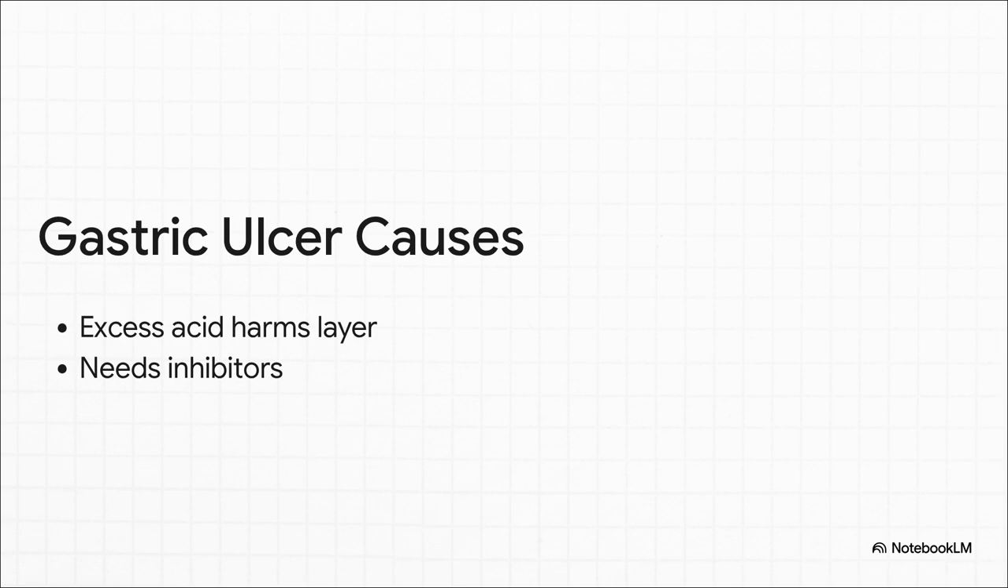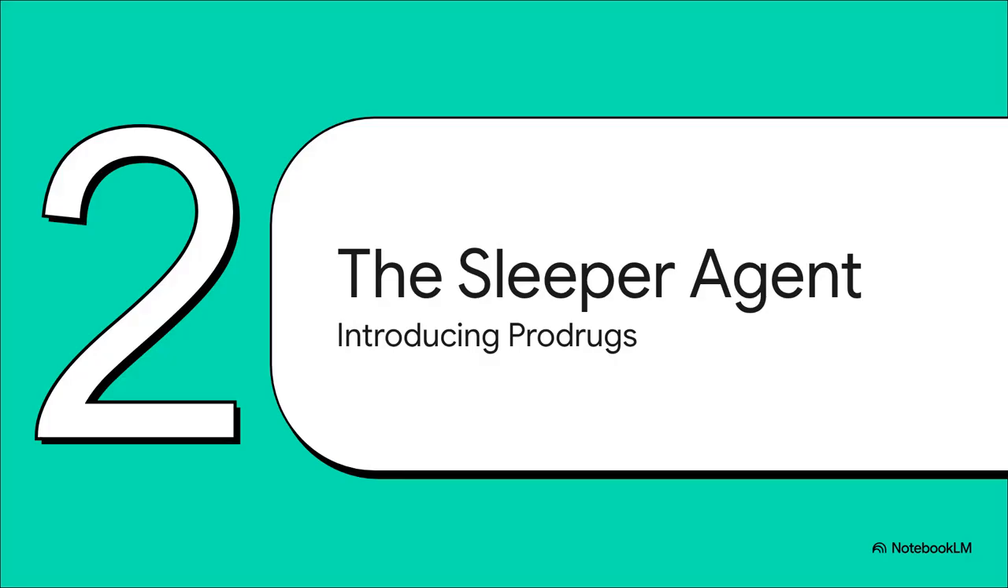Now sure, we have drugs like sucralfate, which act as protective agents. They basically form a physical shield over the ulcer to protect it from further damage, but they don't actually solve the root problem. To truly stop the acid production at the source, we need inhibitors. We need a drug that walks in and completely shuts down the acid factory itself. Which brings us perfectly to part 2.